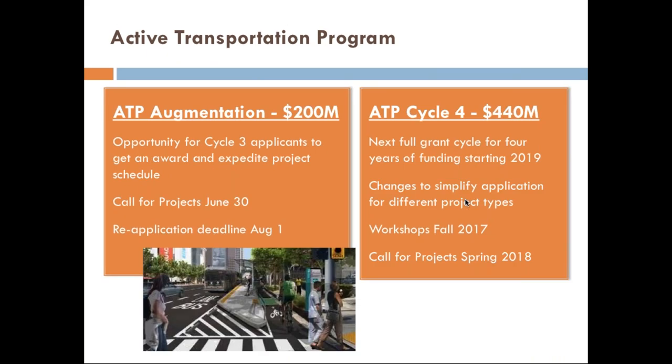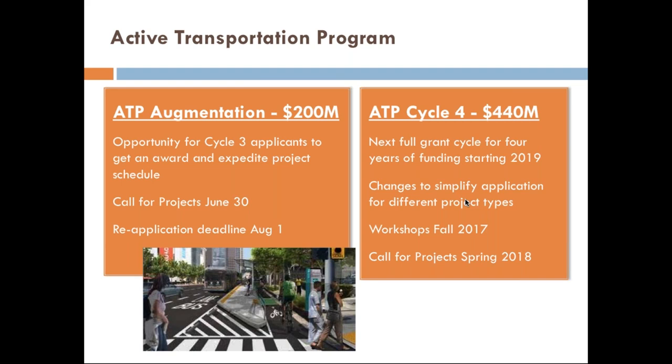So just to show that to you side by side, what the CTC is calling the ATP augmentation are those first 2 years, so the first $200 million of SB1 funds. That is an opportunity for people who applied under cycle three to submit an updated schedule for their project and be eligible to get SB1 funds right away. The call for projects for those updated schedules for cycle three applicants, I believe, has already been released, on June 30th, with the deadline of August 1st.